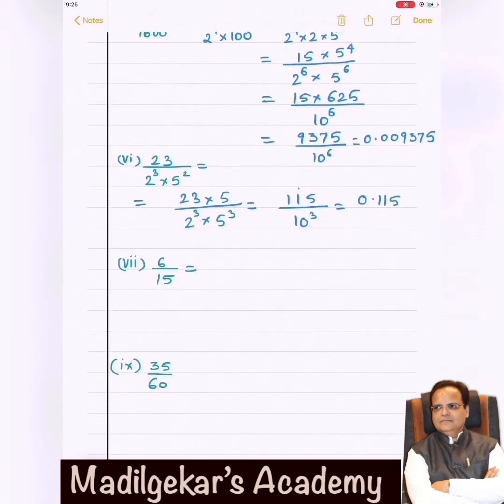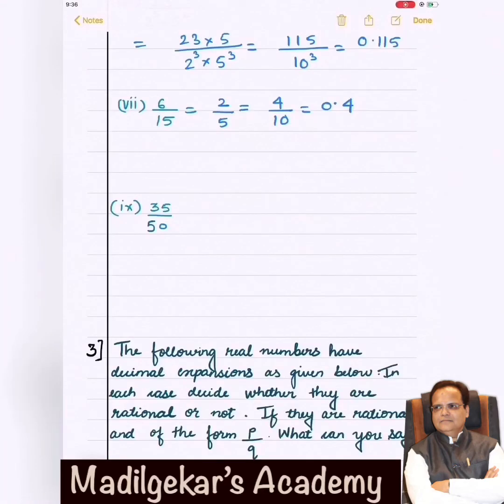In seventh bit, it is 6 upon 15. Divide by 3, it gives 2 by 5. Divide and multiply by 2. So it is 4 by 10. That is 0.4. Now the last bit, 35 upon 50. On dividing by 5, we get 7 upon 10. That is 0.7.